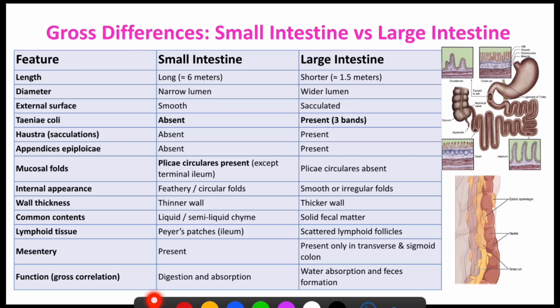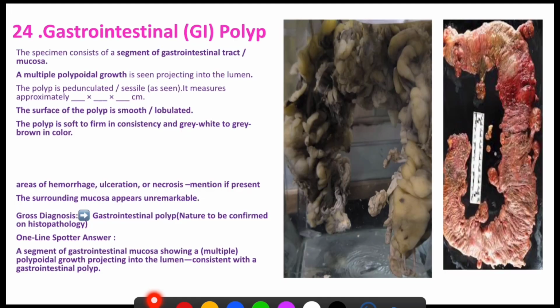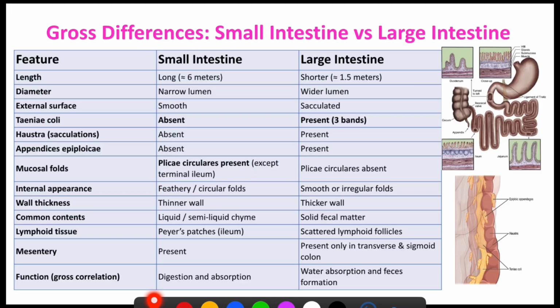External surface, it is smooth. Here it is sacculated. Taenia coli, which is a band-like structure, you can identify in the intestine. So it is present in the large intestine. Appendices epiploicae, these are the fat lobules present on the surface. So in this specimen, this is the appendices. So you can identify this is the large intestine or colon specimen.